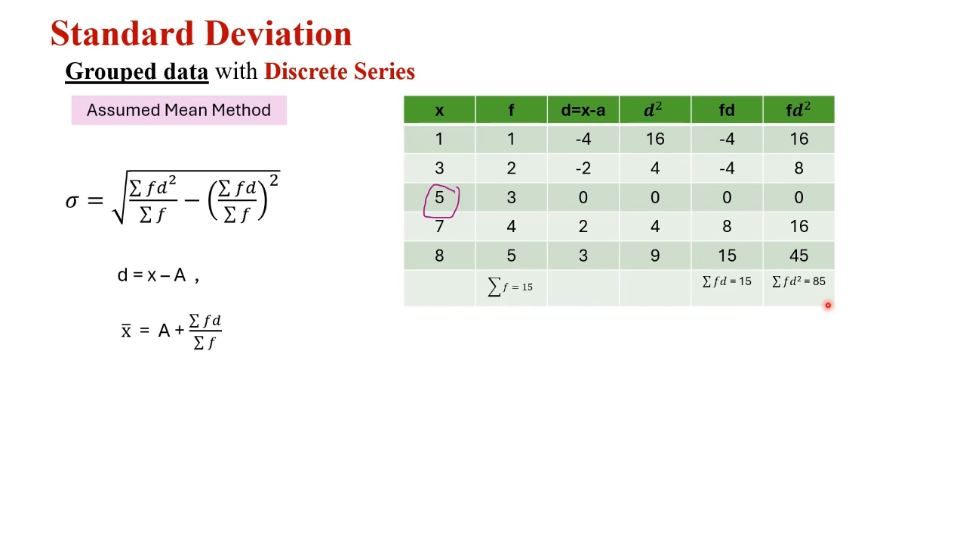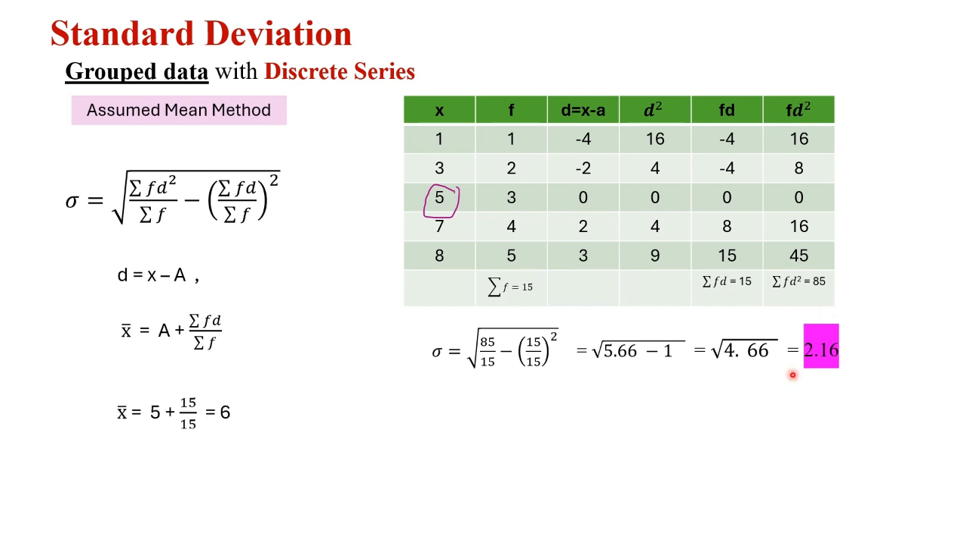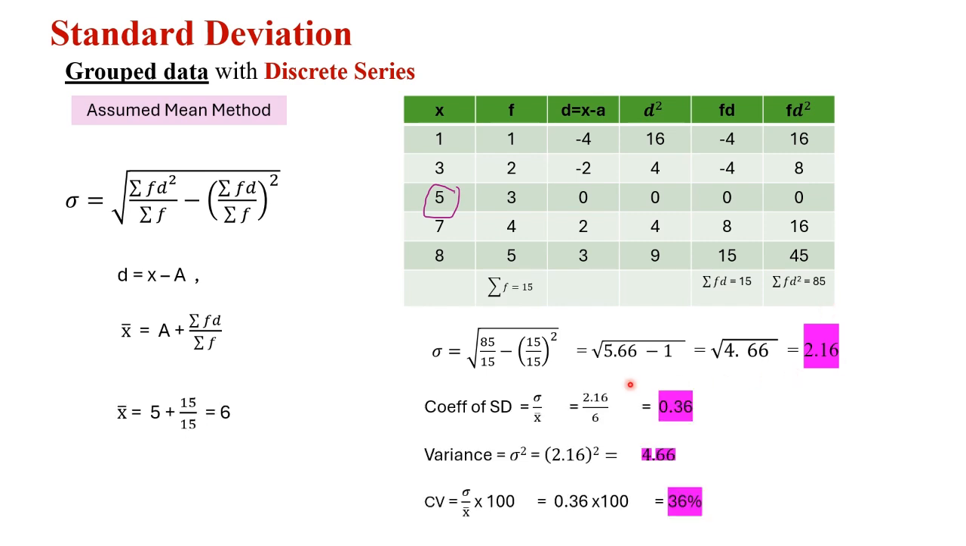Total is 85. Placing the values in the formula, standard deviation is under the root 85 by 15 minus (15 by 15) whole square. Solving we get 2.16. Coefficient of standard deviation is sigma by x bar.